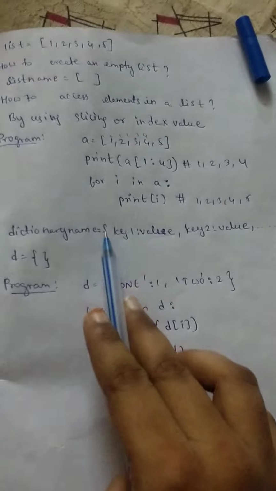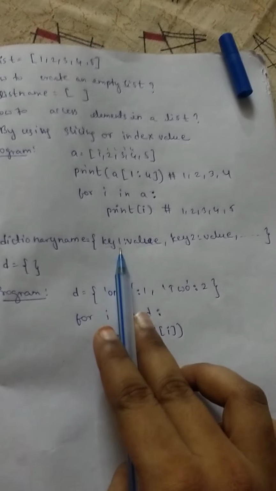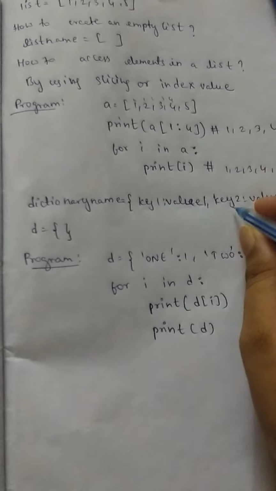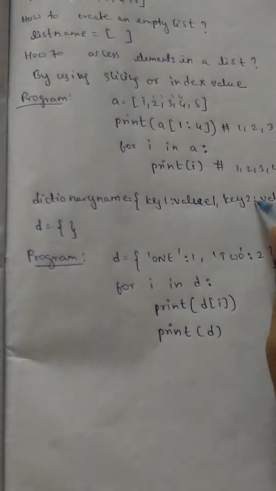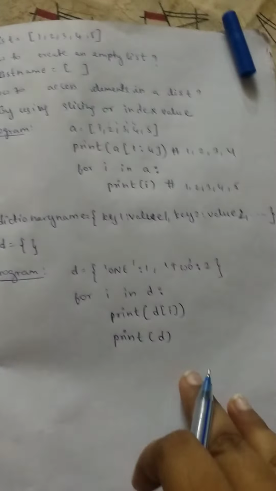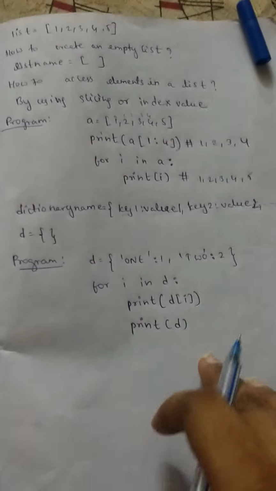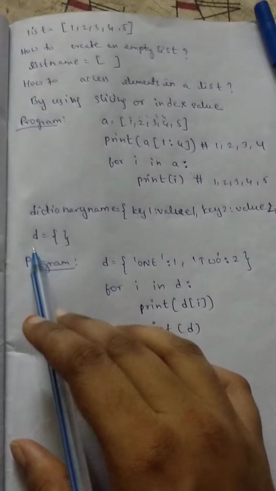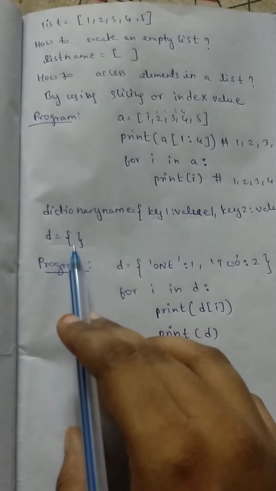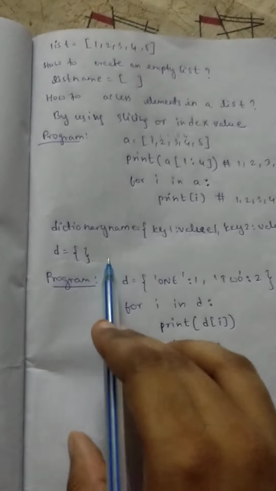Dictionary name is equal to curly braces open, key 1 colon value 1, comma, key 2 colon value 2, and so on. We can use as many elements as we require. Now I am going to tell the syntax of how to create an empty dictionary. D is equal to empty curly braces, open curly braces and close the curly braces.